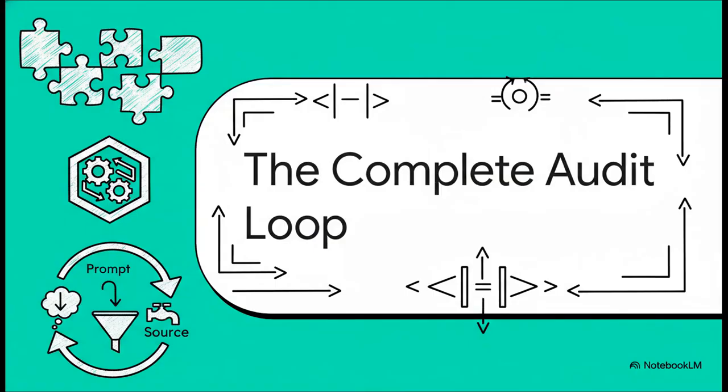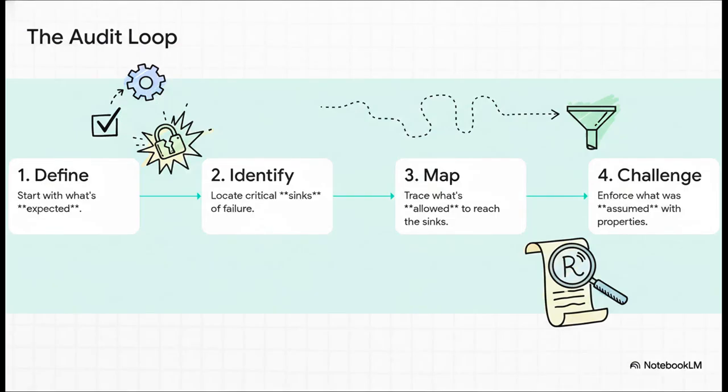So let's put all the pieces together now. The 3 prompts and this sink source strategy, they combine to form a single, powerful, and repeatable process you can use to audit any protocol out there. And this is the loop. It's a 4-step dance.